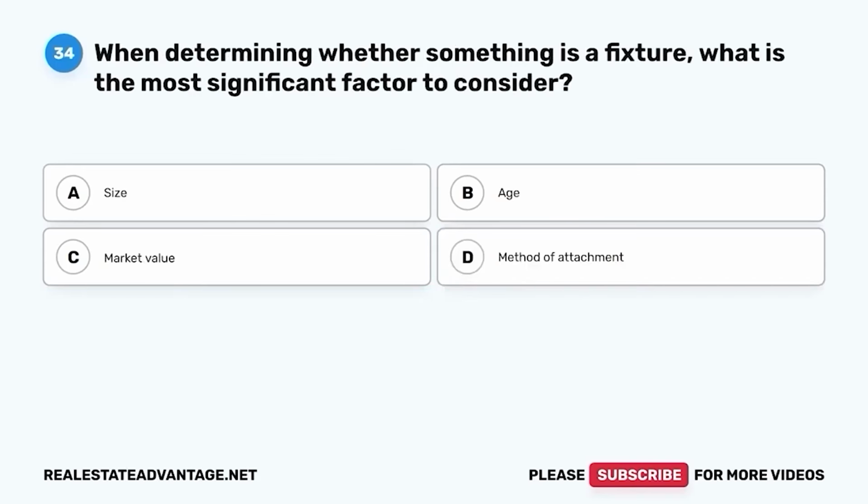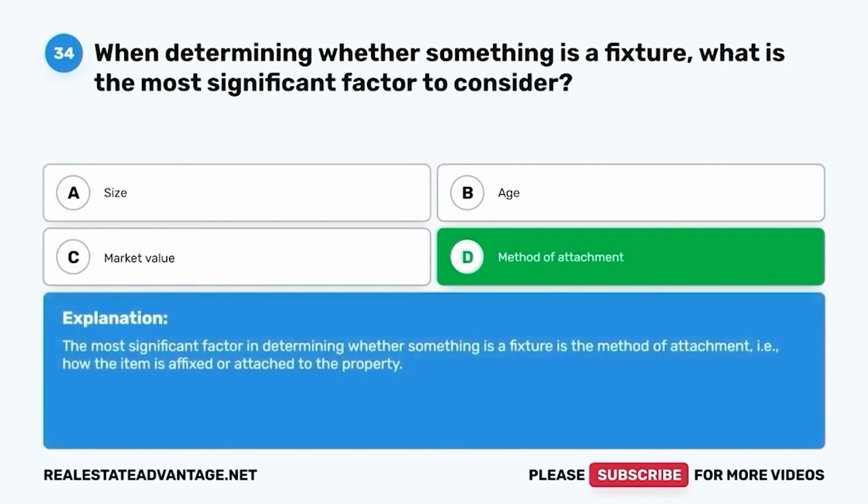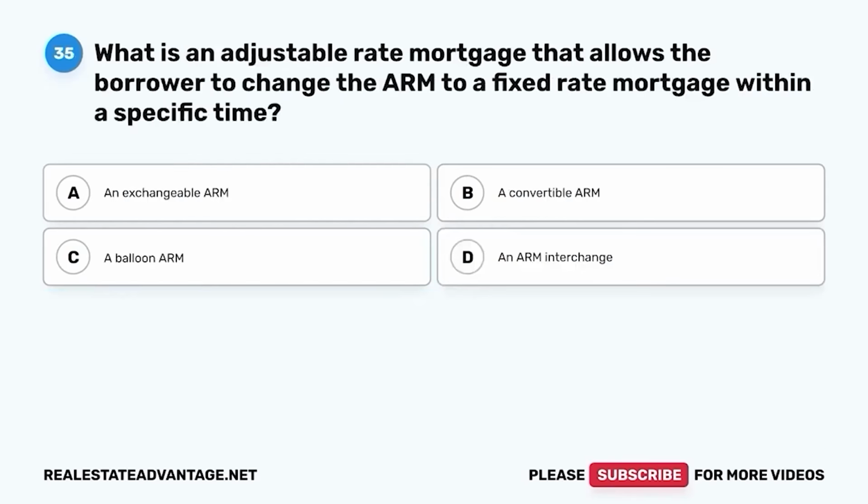Question 34. When determining whether something is a fixture, what is the most significant factor to consider? A. Size, B. Age, C. Market value, D. Method of attachment. The correct answer is D, method of attachment. The most significant factor in determining whether something is a fixture is the method of attachment, that is, how the item is affixed or attached to the property.